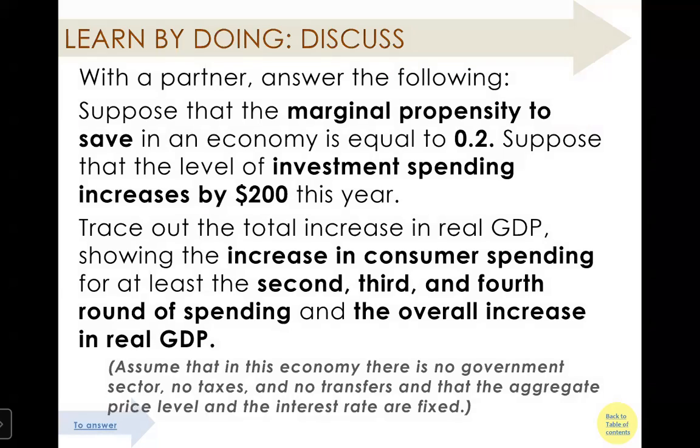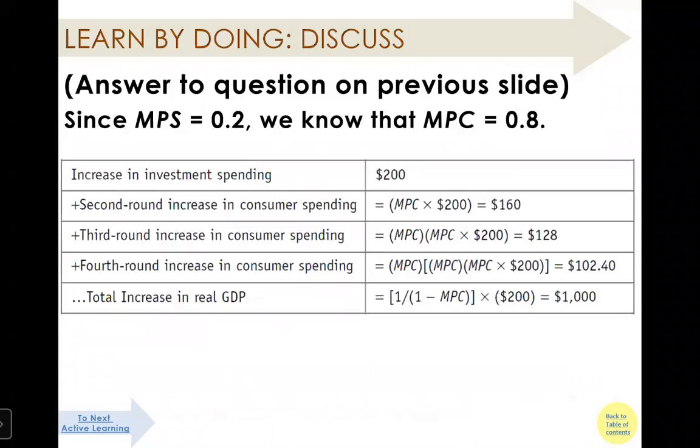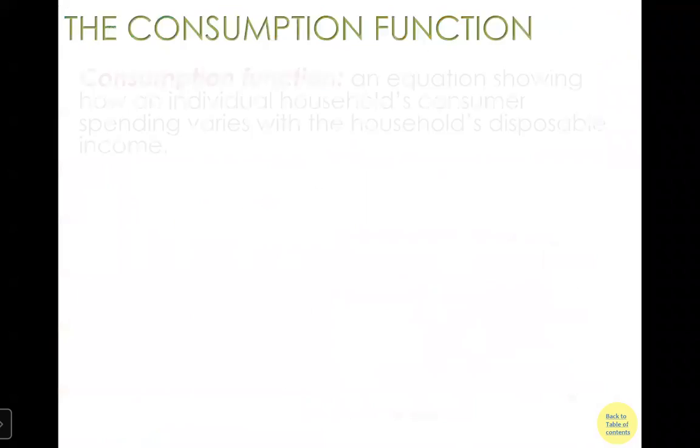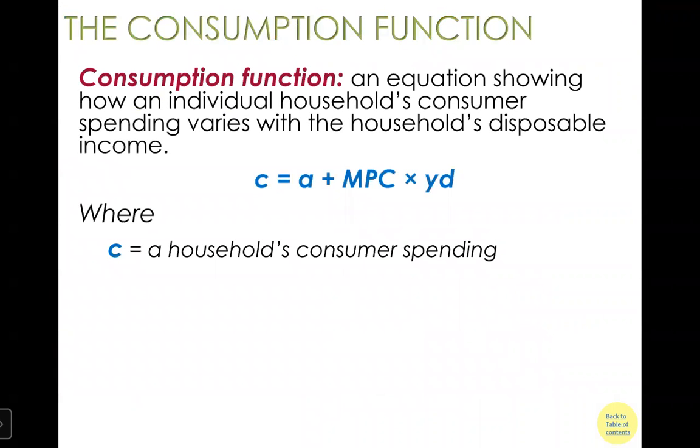Okay, so we have seen some examples, right? So now we're going to skip these. Just quickly show you, this is the consumption function we discussed. C is households' consumer spending. It's going to be proportional to your disposable income. And this mathematical relationship, or this proportion, is given by MPC.